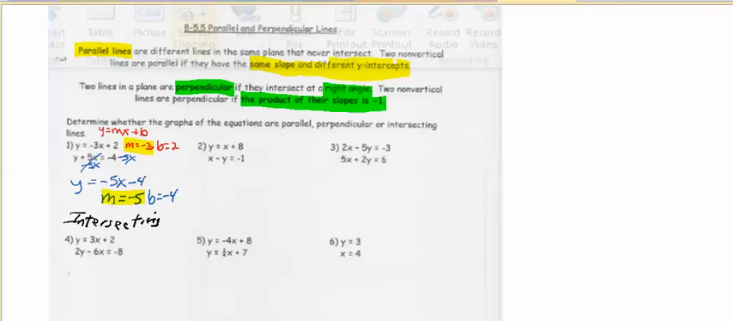So intersecting lines would be something like this. Just an intersecting point, and they intersect in that very middle point. Okay, let's look at the next one. As we get to the different examples, we'll kind of elaborate on what that means. Okay, the next one. Is this in slope-intercept form? y equals mx plus b.